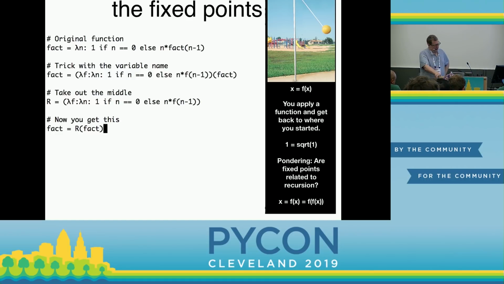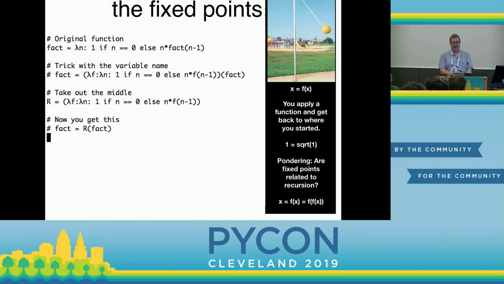So if you do that, you're going to end up with this weird statement at the end. I'm going to put some comments on this, by the way, because I'm not sure the things that follow are going to work as Python code for a second. What's happening is I took the middle of this thing out, and then you end up with this relation: fact equals R of fact.